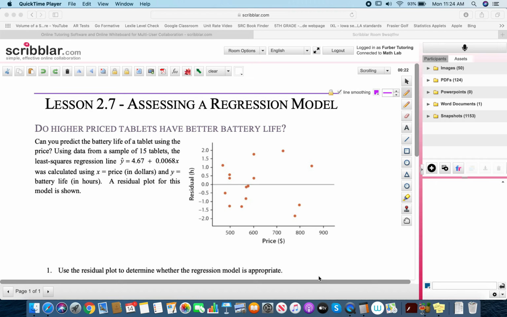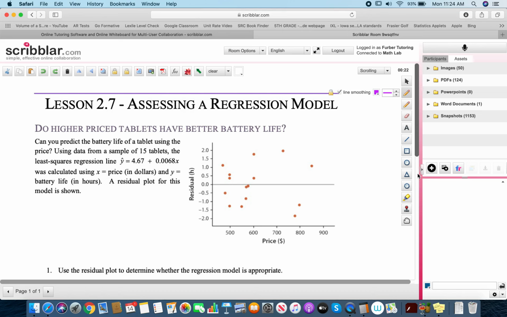Meaning, if the price of the tablet is more expensive, does that mean the battery life is going to last longer? Using data from a sample of 15 tablets, the least squares regression line is y hat equals 4.67 plus 0.0068x. This was calculated using x as price. X, of course, is the explanatory variable, and y, the response variable, is battery life in hours. And the residual plot is drawn in here.